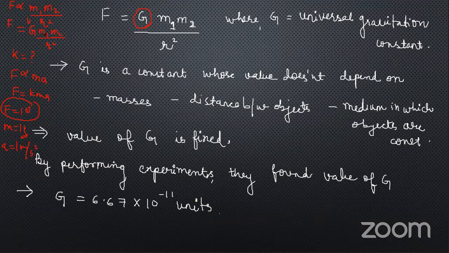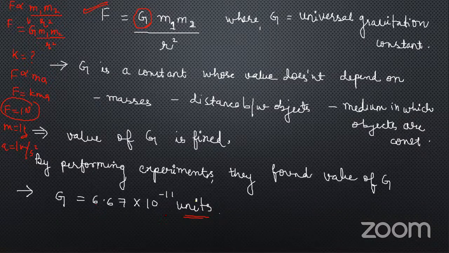So if someone gives you the value of masses, they give you the distance which exists between the masses, and they ask you to calculate the force, then in order to calculate the force using this formula, you need to find out the value of this constant G, right? Which has been found out with the help of experiments which are done in order to calculate the value of G. And those experiments you do not need to read. The value of the constant is given by 6.67 into 10 to the power minus 11 units. What is the unit of G? That I am going to tell you.